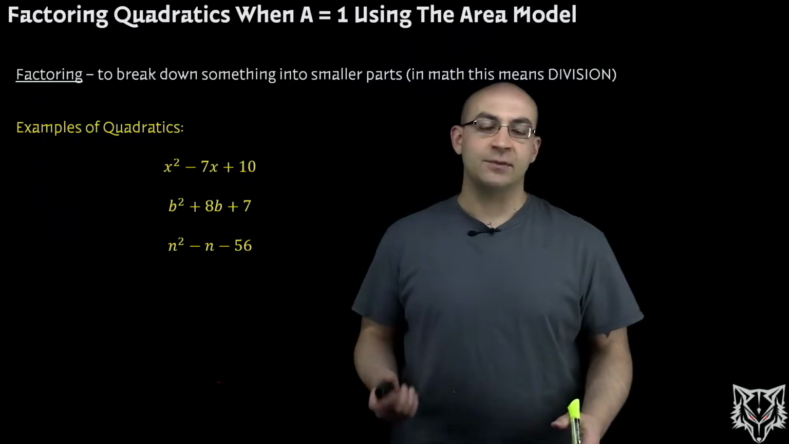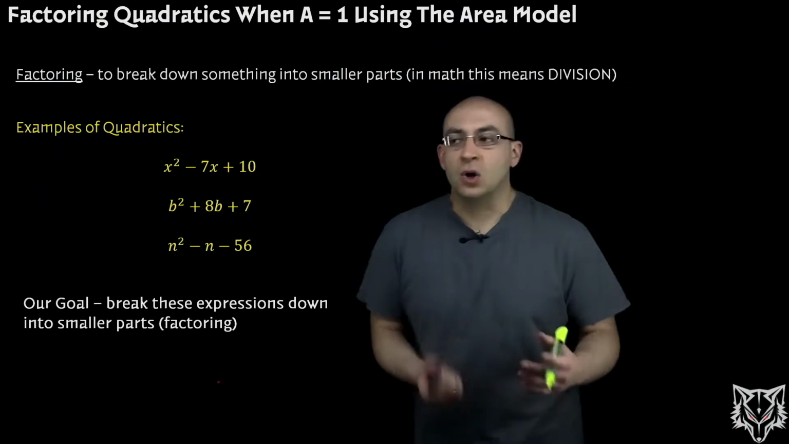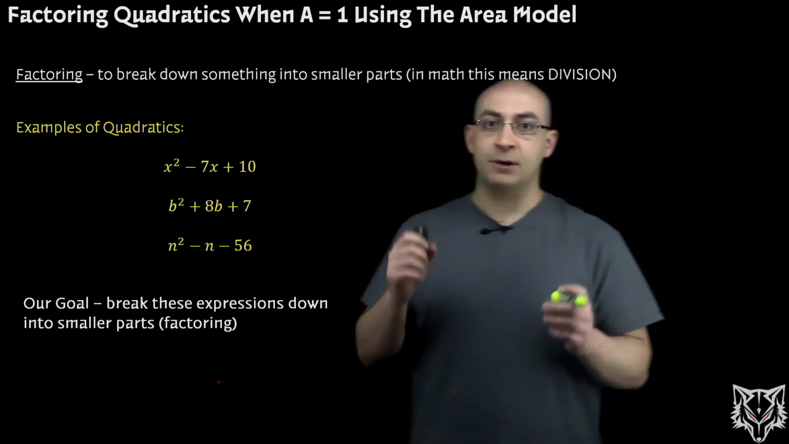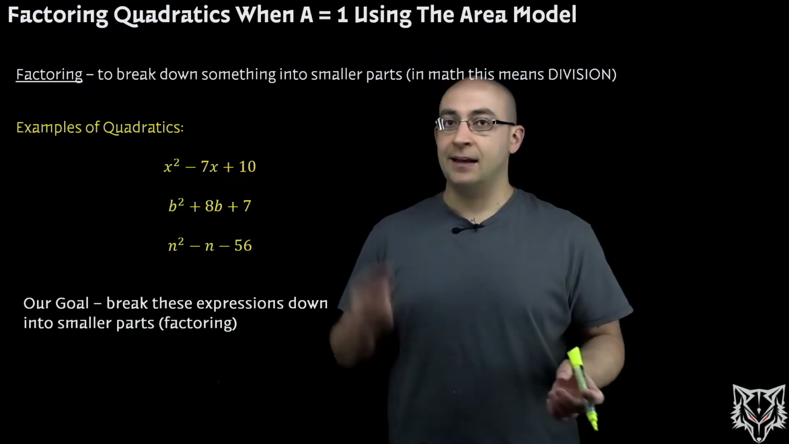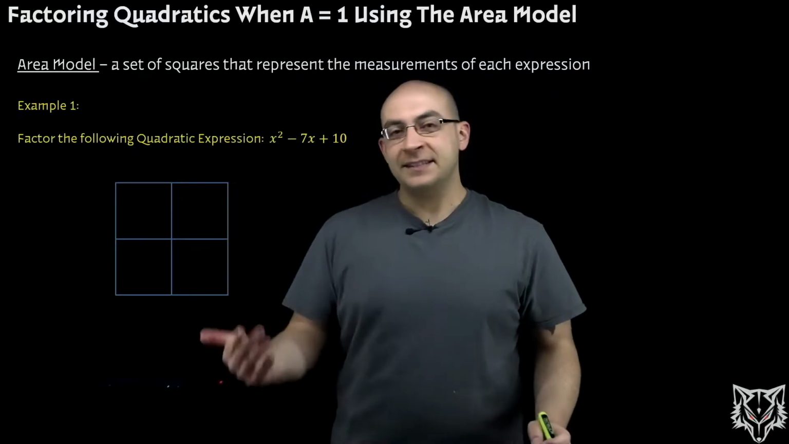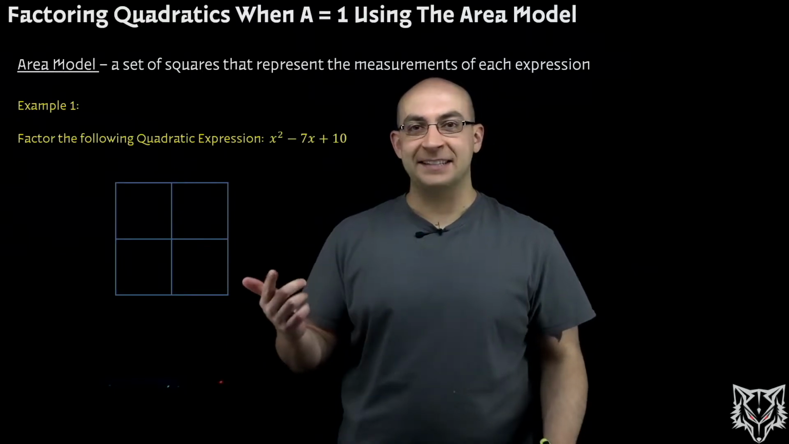Here are some examples of quadratic expressions. Now, what is our goal for today? Our goal for today is to break these expressions down into their smaller pieces, and we're going to do that using the area model. And again, that means factoring. So let's take a look at our first example. Factor the following quadratic expression, x squared minus 7x plus 10.